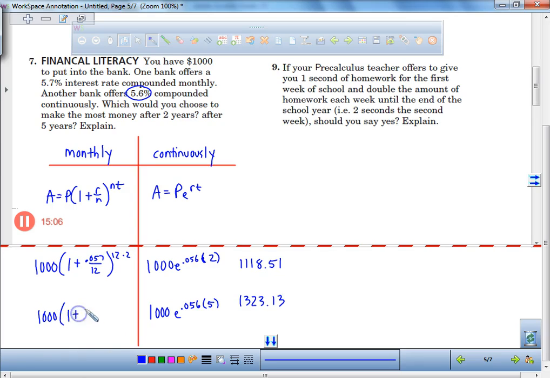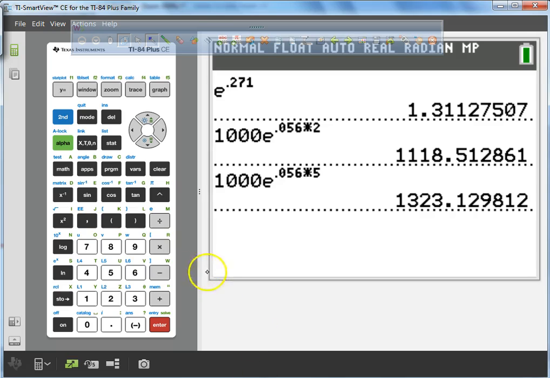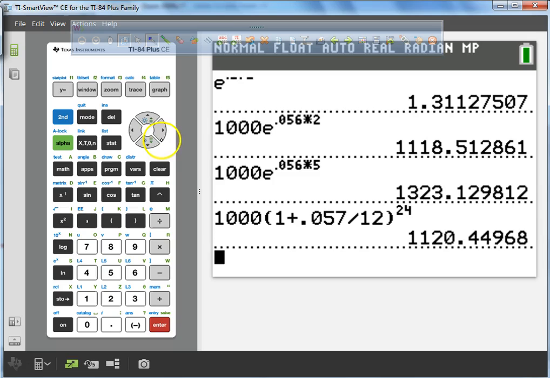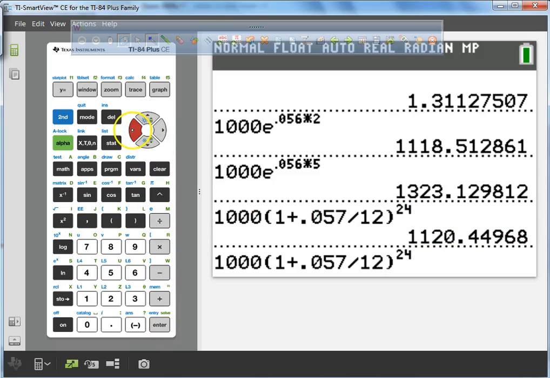And then we just do the exact same thing. I apologize for my handwriting. Hope you can see it's 0.057 over 12. And this time we're going to do 12 times 5. So we're going to go over here. 1,000, parentheses, 1 plus 0.057 divided by 12 to the power of 24, because 2 times 12 is 24. Interesting. Okay. So percentage rate really matters more than how many times it's compounded.